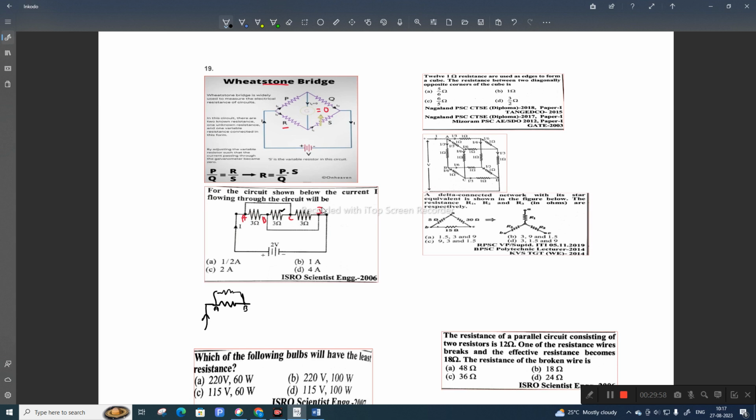So here one side of the resistor is B and another side of the resistor is C. Here the point is C. Then again this C point resistor is directly connected to D, and this D is directly connected to this B. So again one resistor to this, here it's D point. So all the three resistors are now parallel.